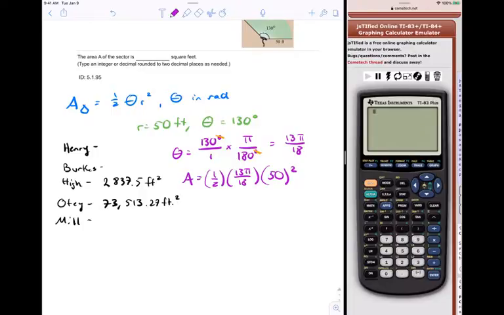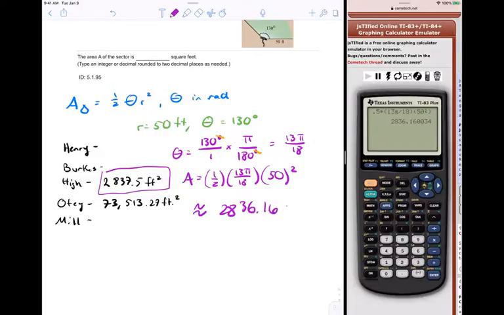0.5 times 13 pi over 18 times 50 squared. Now the result that I get when I crunch these numbers is 2836.16. That's only because I didn't round. So I would give this full credit because it's close. The only reason it's different is because he rounded. But this is just when I did it. If I round to 2 decimal places, I'm going to say this is approximately 2836.16. What are the units? Feet?